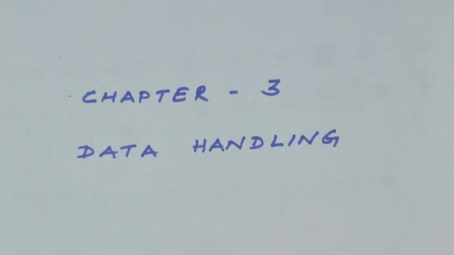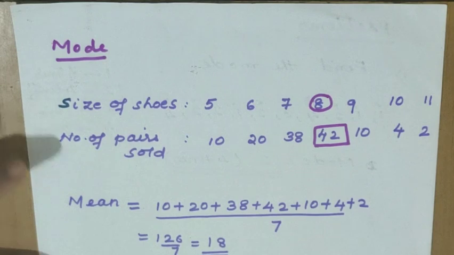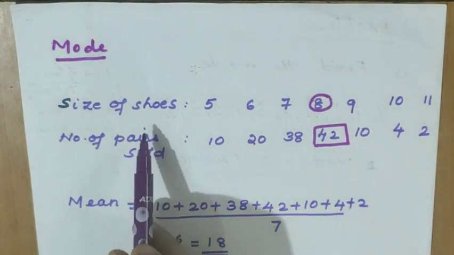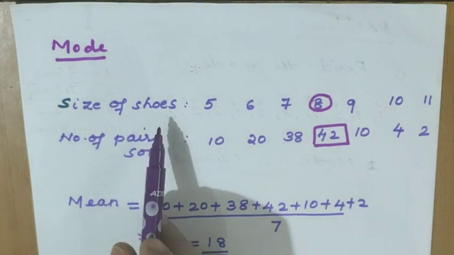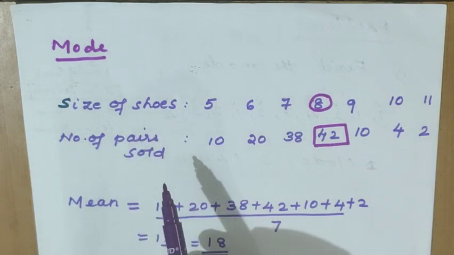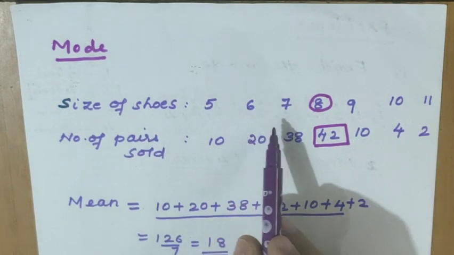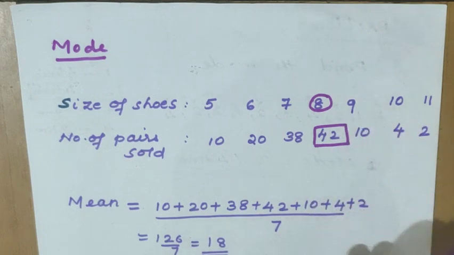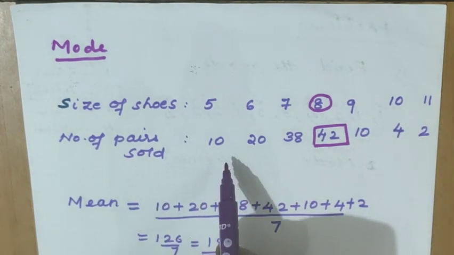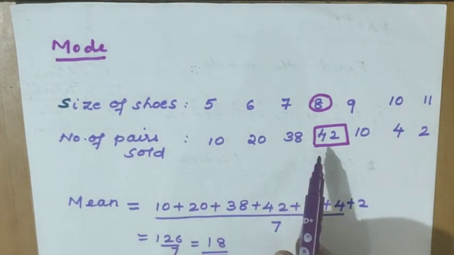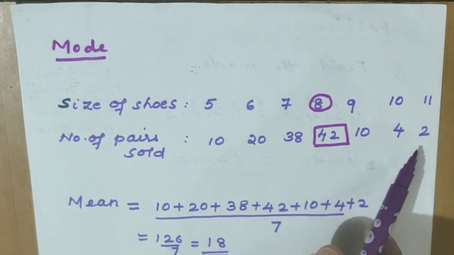Chapter 3, Data Handling. Today we are going to learn about another measure of central tendency that is called mode. Let us see one example. A shoe shopkeeper recorded the data like this: sizes of shoes 5, 6, 7, 8, 9, 10, 11, and number of pairs sold respectively 10, 20, 38, 42, 10, 4, 2.